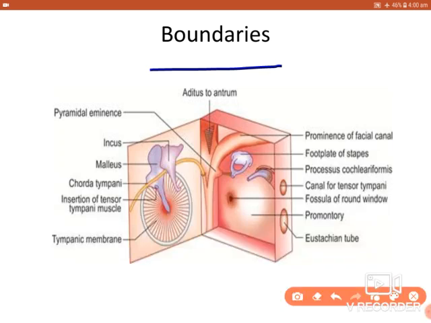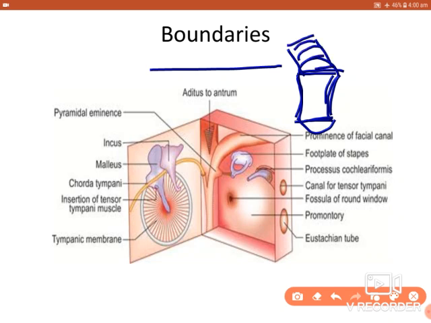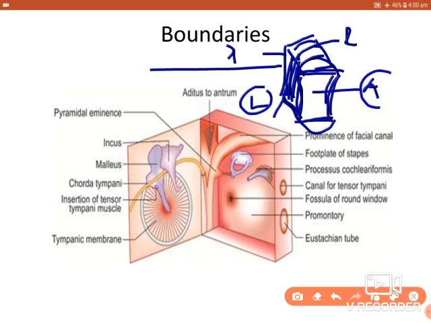So in the frontal view, this is the lateral wall. Here this is the medial wall. These are the crescent shaped discs. Here we will get the roof. Then this is the floor of the middle ear. Here this forms the posterior wall. This is the lateral wall. This is the posterior wall. This is the roof. This is the lateral wall. This is the anterior wall. This one is the medial wall. This is the floor. Okay.